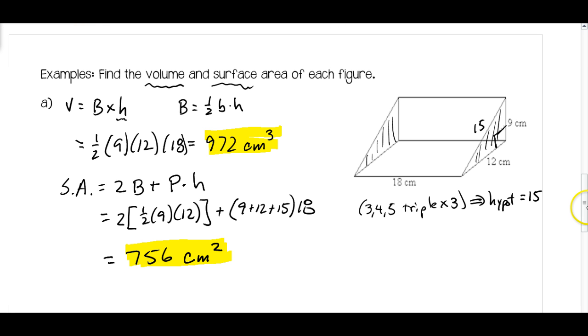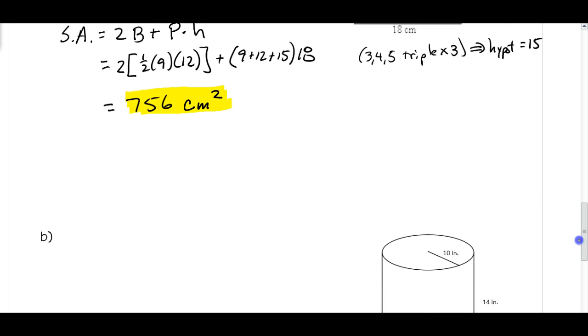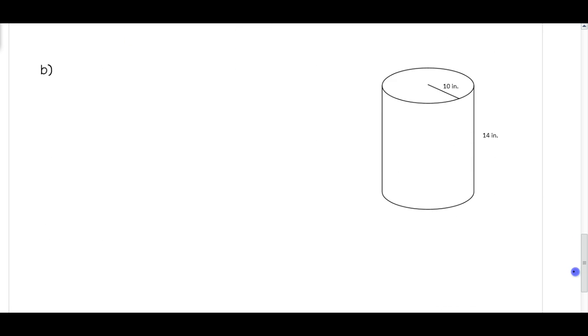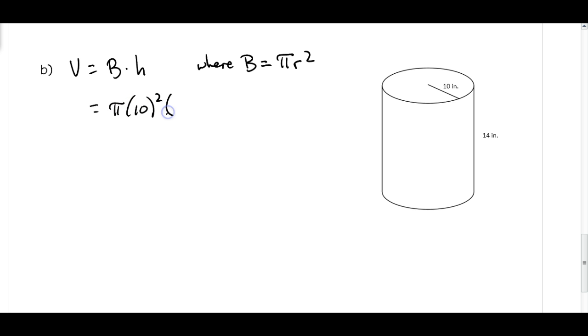Moving on to the next example. Again, if you want to pause it, feel free. So we're going to find the volume and the surface area. So the volume, again, is going to be area of the base times the height. And in this case, the area of the base is going to be pi r squared, because it's a circle. So this volume is going to be pi times 10 squared times the height of the cylinder, which is 14. And that gives us 1400 pi. Our units are inches, so that's inches cubed. So here's our volume.